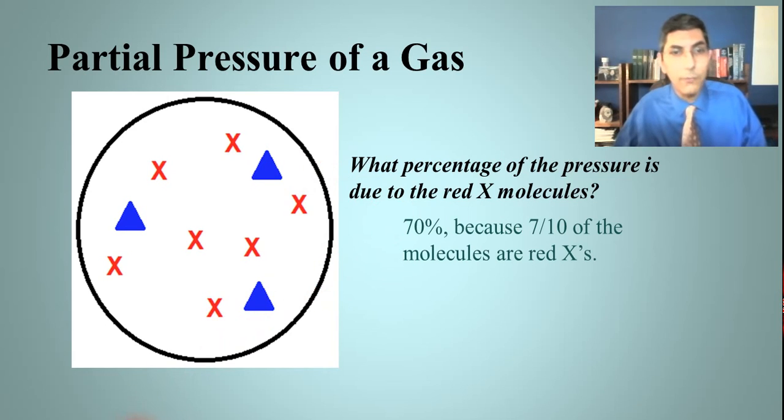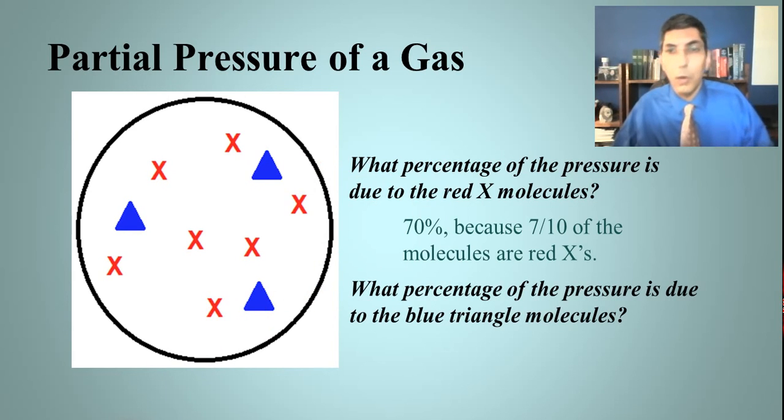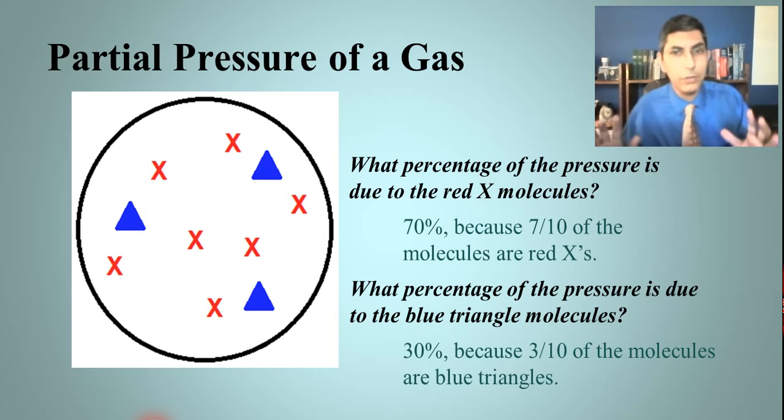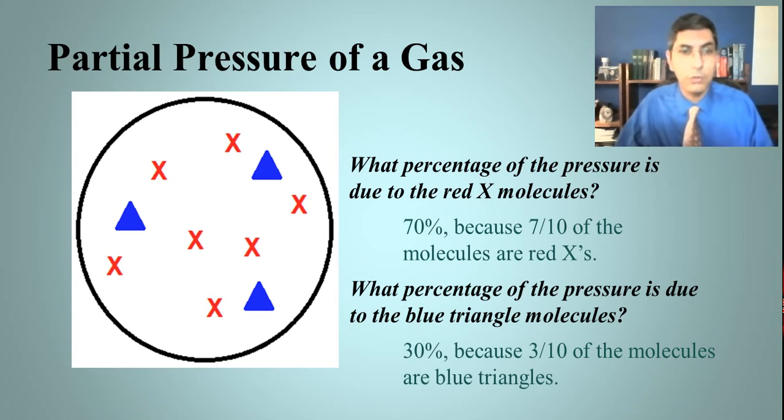Now we can do the same thing for the blue triangles. What percentage of the pressure is due to the blue triangle molecules? Well, it's 3 out of the total, 3 out of the 10. So that would be 30%, wouldn't it? So if we knew what the total pressure was in there, we could figure out 30% of that total pressure and see what the partial pressure of the blue triangle molecules were.